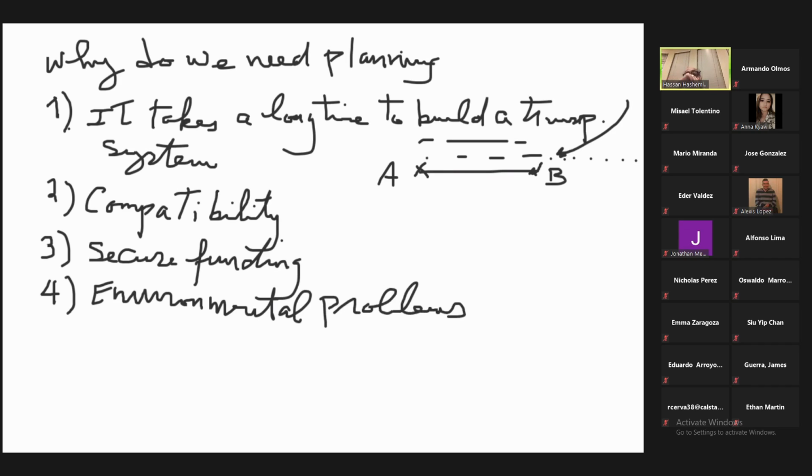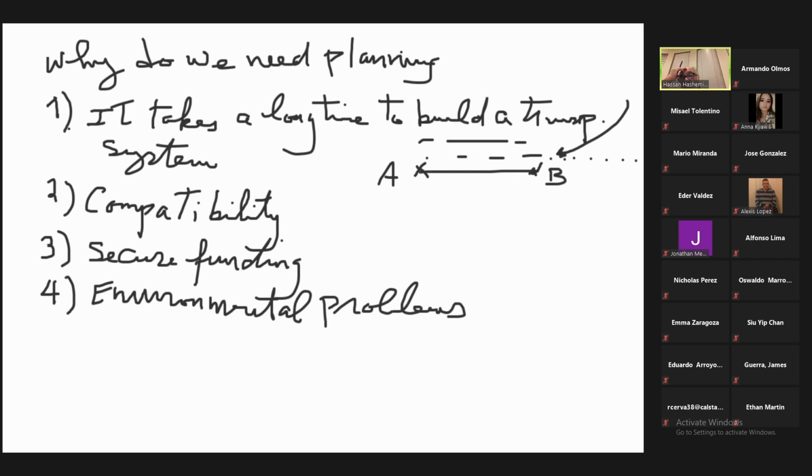We have to know what's the environmental impact of the transportation system that we are designing. How much air pollution we are creating, how much noise pollution we are creating. What are we going to do about it? So we have to solve those problems before we can build them. Because as I mentioned last time, you cannot build anything that causes environmental impact. People will be against this.